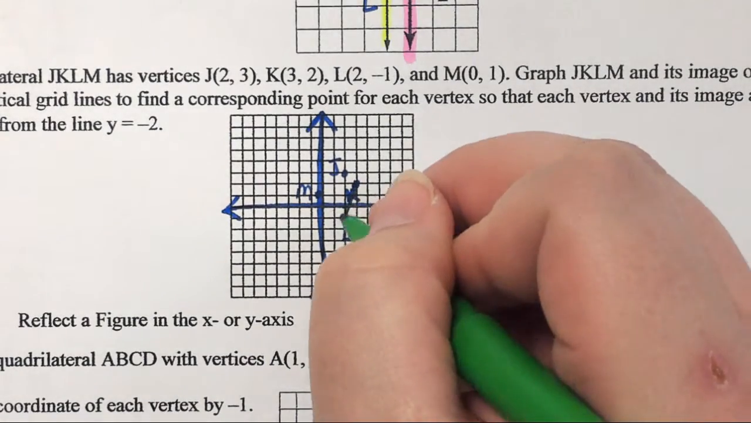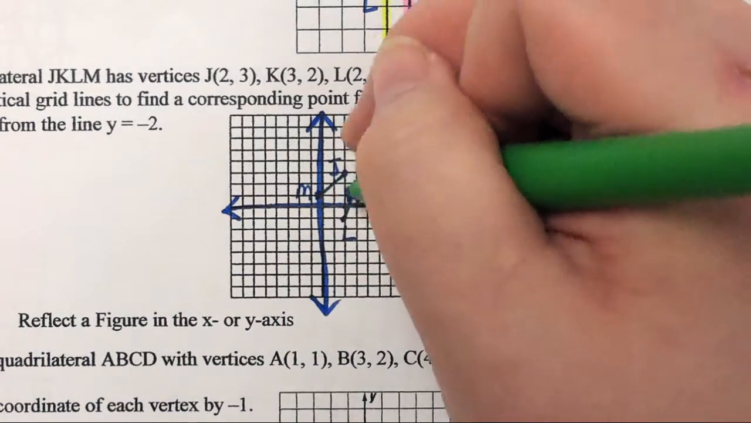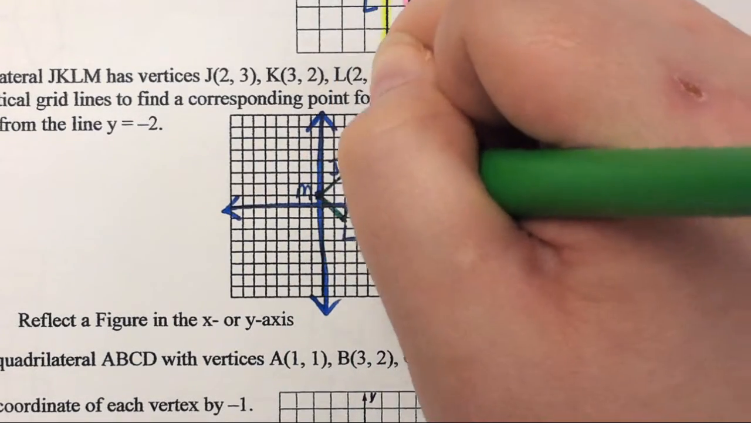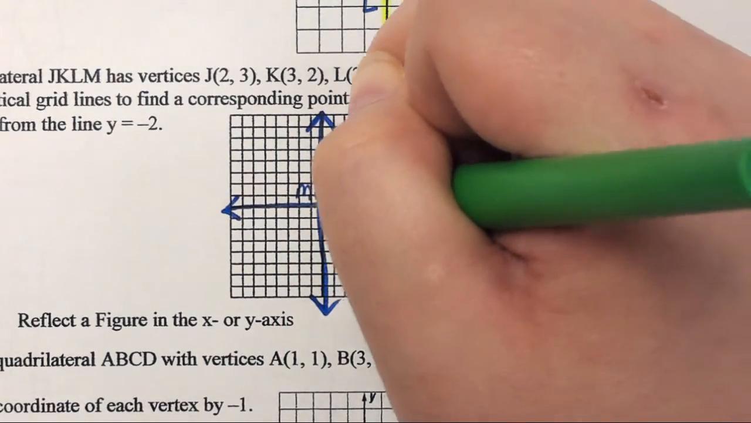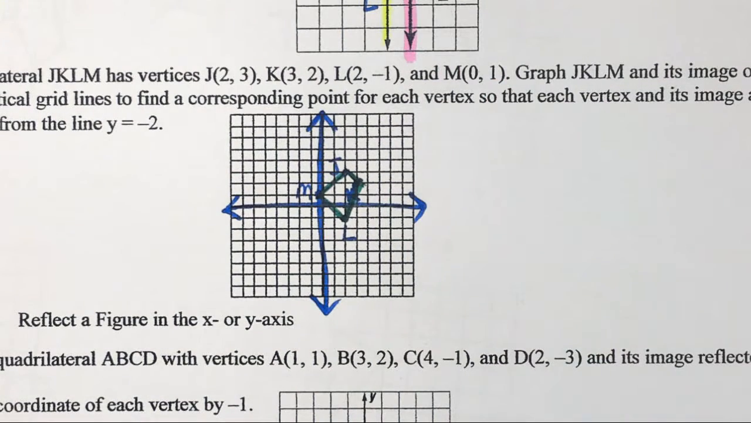I need to connect the dots and make my quadrilateral. Is everyone good on plotting those 4 points and connecting the dots? I know it's really tiny for you to see mine, but is there anyone who needs help with that?